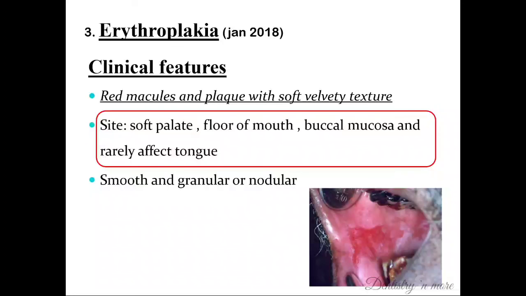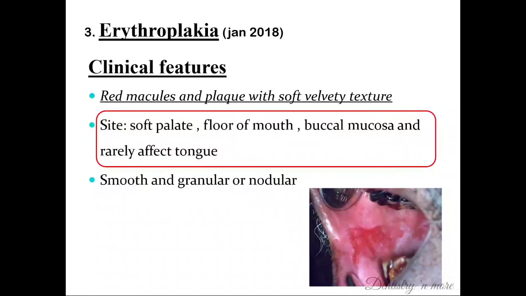Erythroplakia is nothing other than a non-homogeneous leukoplakia itself, wherein there is a more predominantly reddish appearance. It's a red lesion. So the clinical features that you can talk about are red macules or plaque which has a soft velvety texture. The most common site for erythroplakia is around the soft palate, the floor of the mouth, buccal mucosa, and it rarely affects the tongue. So this is also to be considered for malignant transformation too. So we have to do the treatment as soon as possible.